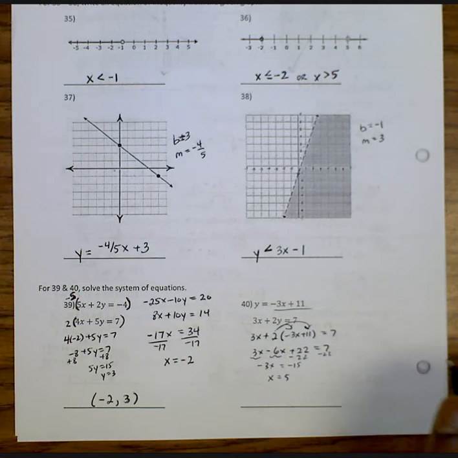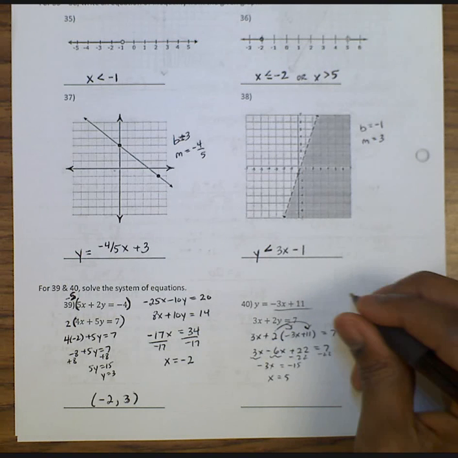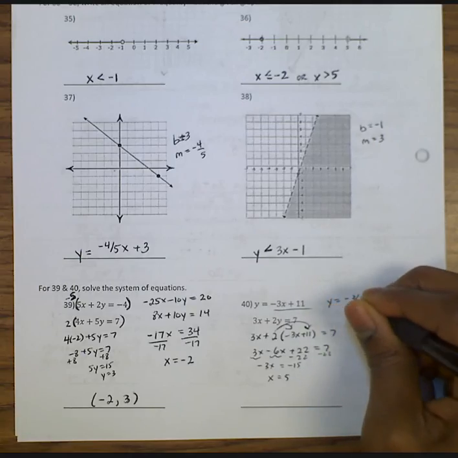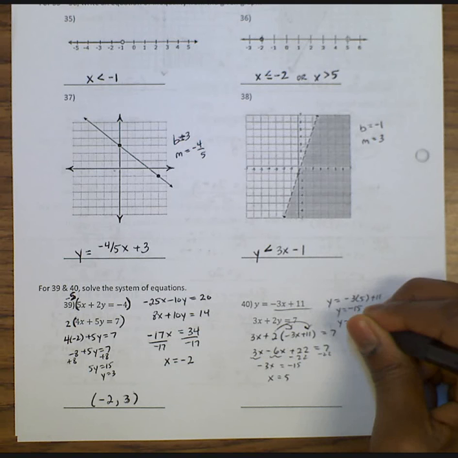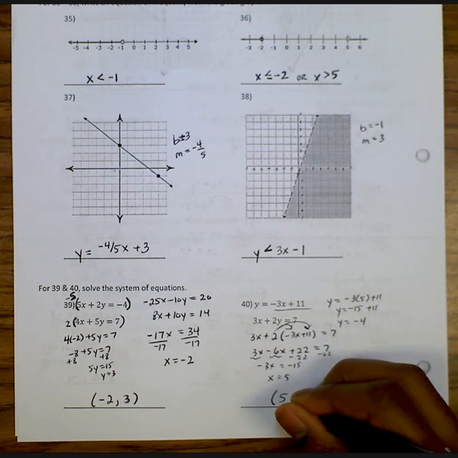Because x is 5, I can plug that into the top equation to find y. Y equals negative 3 times 5 plus 11. So that's negative 15 plus 11. So y equals negative 4. So my solution, 5, negative 4.